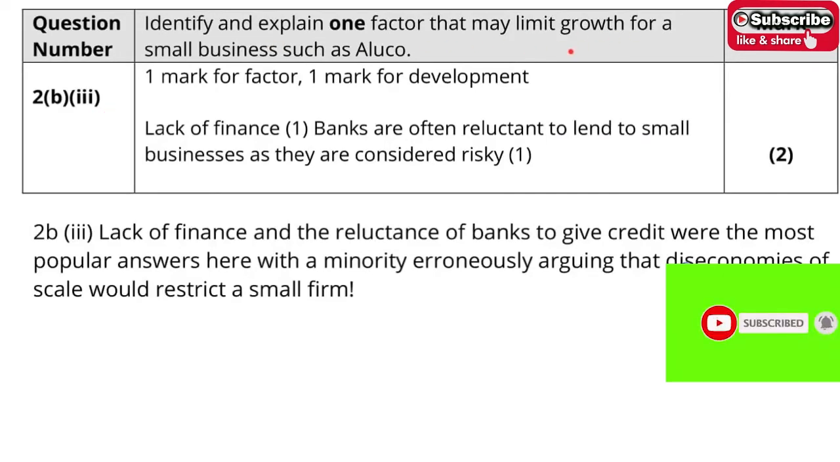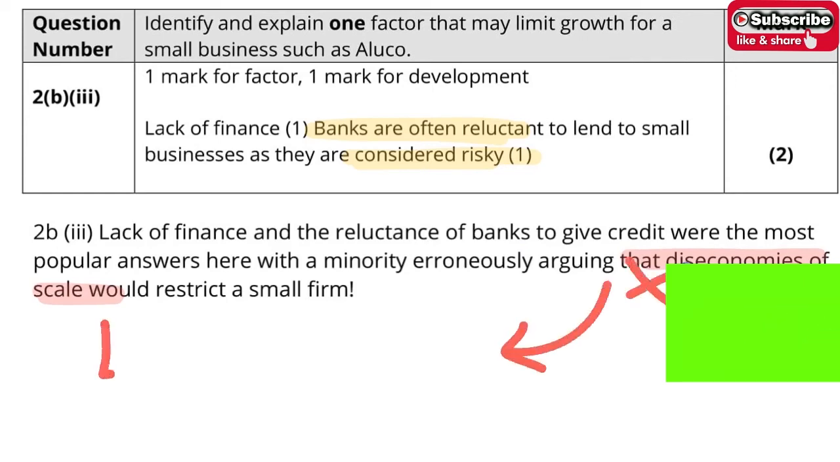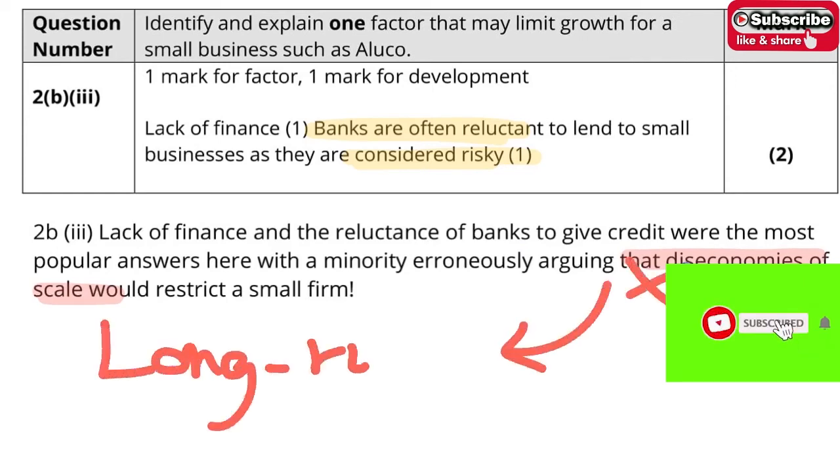So we have to explain the reason that limit the growth of small business. So that's very easy, right? Because they don't have money. So why they don't have money? Because the bank think it's too risky to lend them. In the report it says it's very good, but a few students will try to do this economies of scale. It's wrong, because this one talks about long run. So don't go for that one.